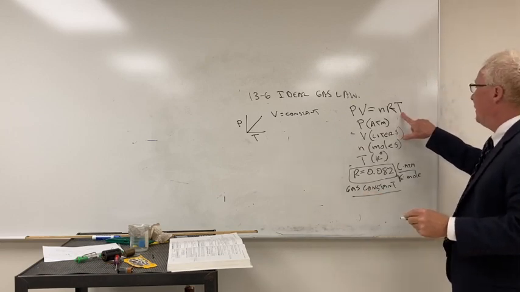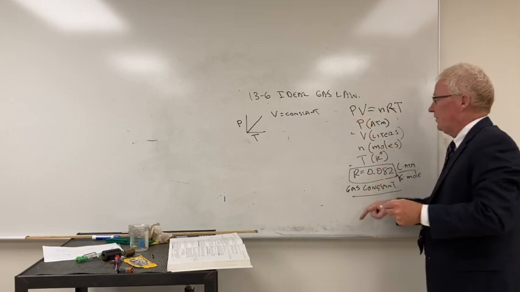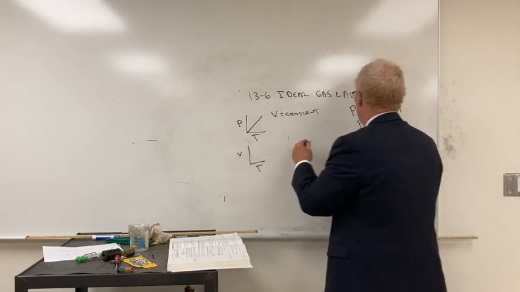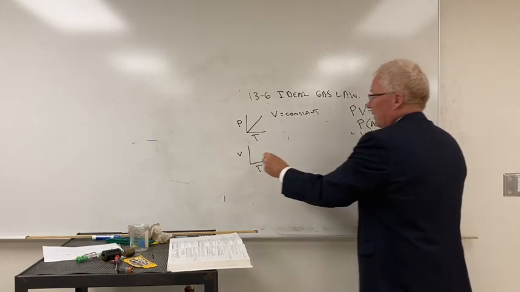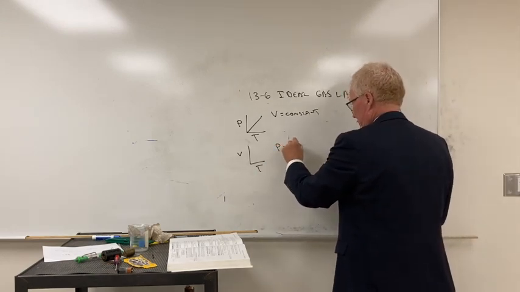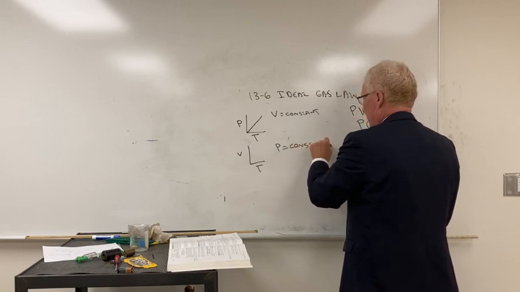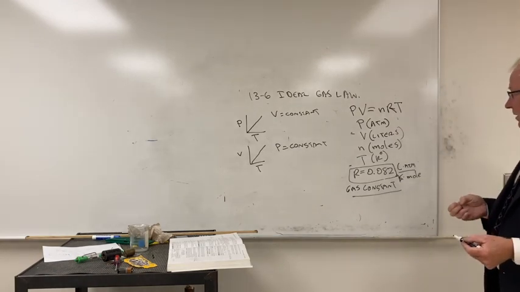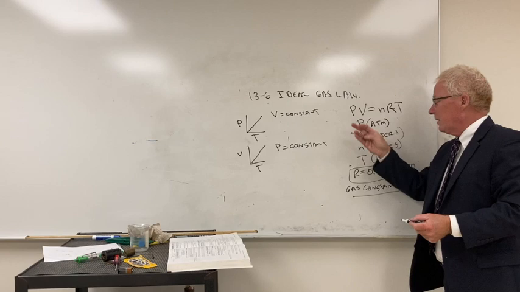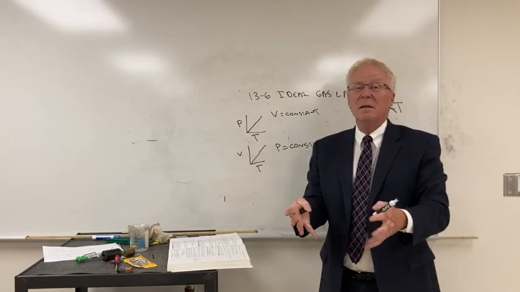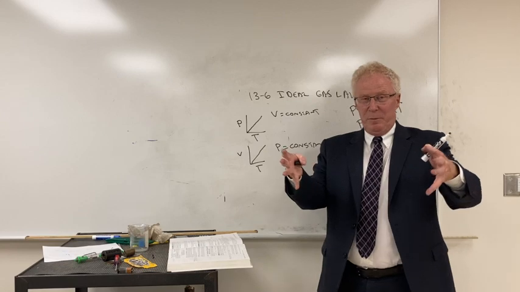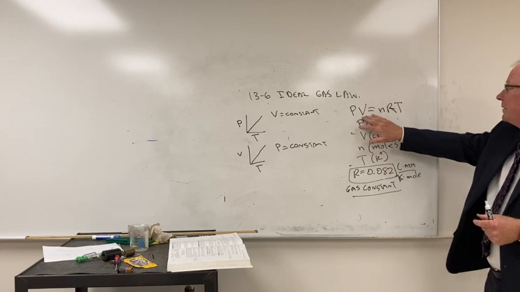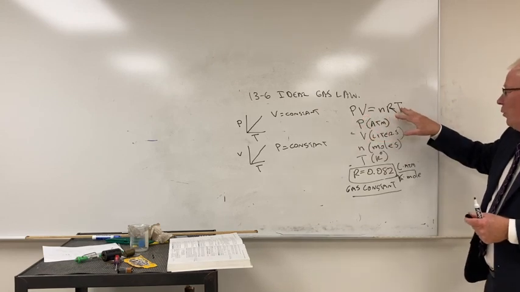Increase T, you get increased P. If we increase the temperature and keep the pressure constant, then that increases V linearly. It may seem contradictory, but to keep the pressure constant, the volume has to get bigger and bigger and bigger. If you keep the volume constant, the pressure will go up.